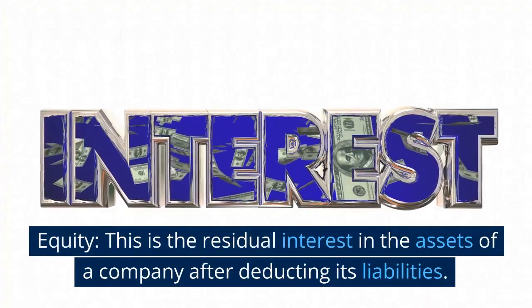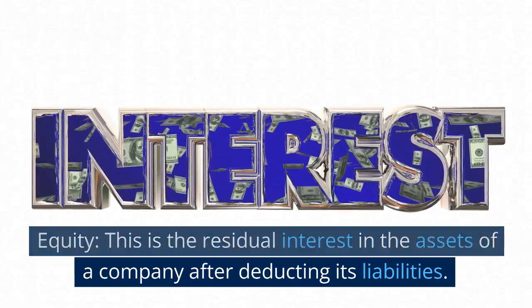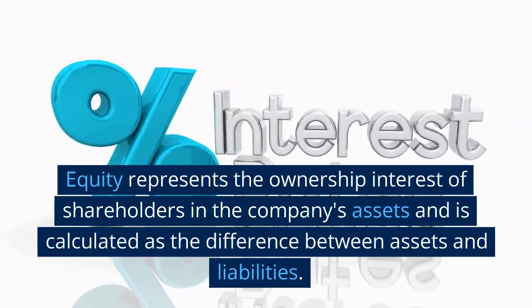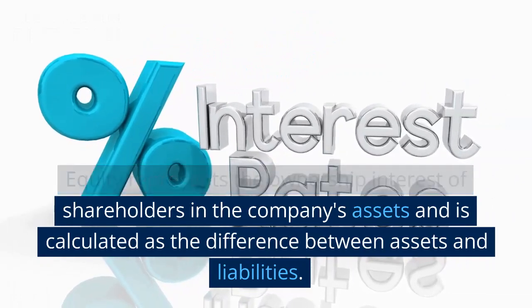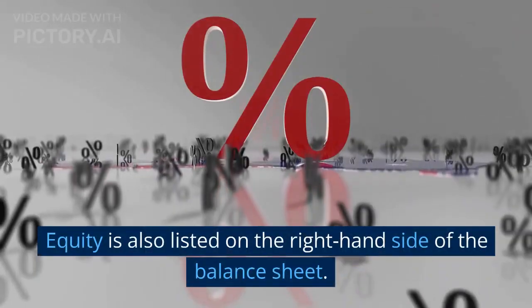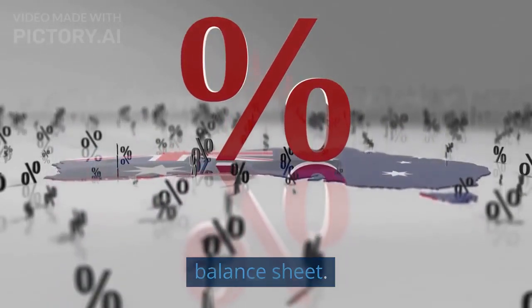Equity. This is the residual interest in the assets of a company after deducting its liabilities. Equity represents the ownership interest of shareholders in the company's assets and is calculated as the difference between assets and liabilities. Equity is also listed on the right-hand side of the balance sheet.